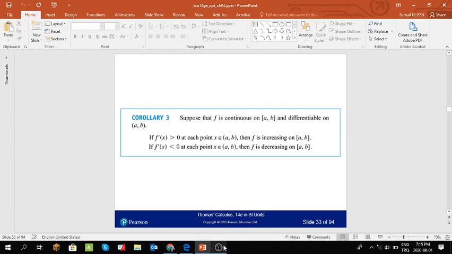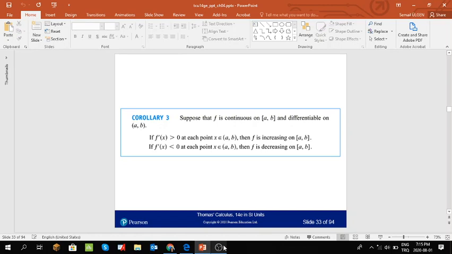So we talked about the increasing function, decreasing function. Being monotonic means if a function is increasing, it's going to be increasing everywhere on that interval. It's called monotonic. So if a function is always increasing or it's always decreasing, then it's called a monotonic function. That's the definition.